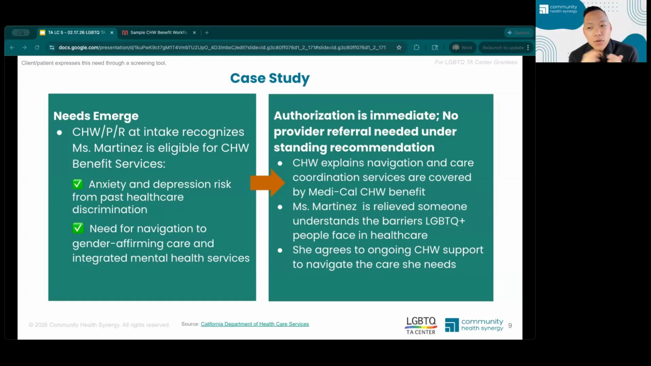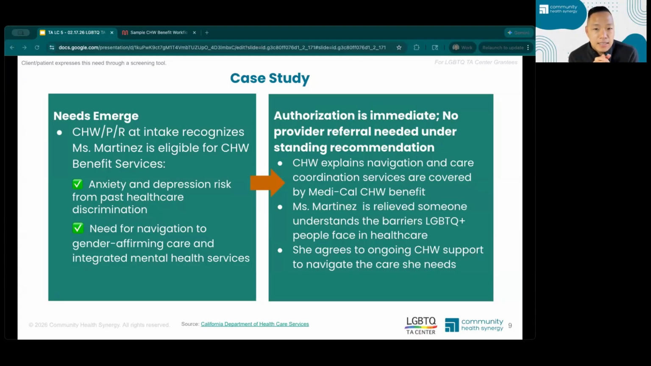And so, what the standing recommendation does, and this policy was enacted by the Department of Healthcare Services in April of last year. It's fairly recent, it's less than a year old. The authorization for your CHW to provide services is immediate. There's no provider referral needed under the standing recommendation policy.